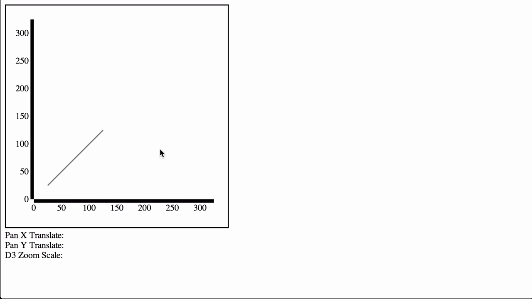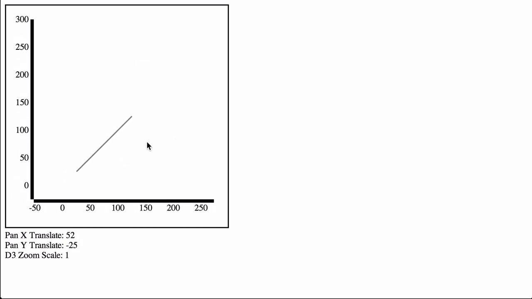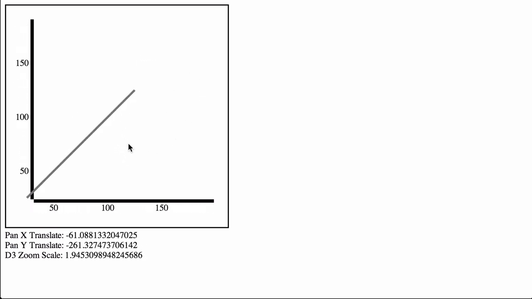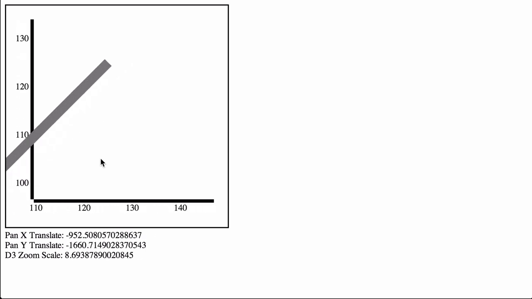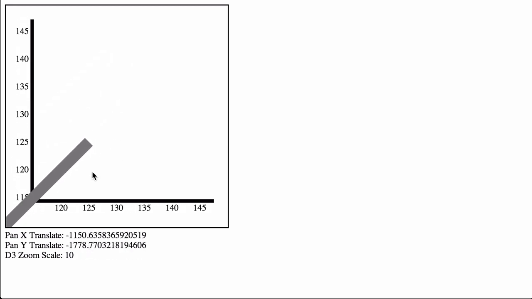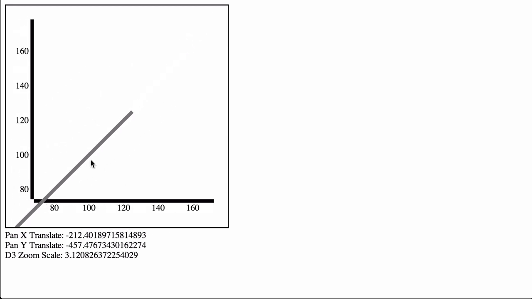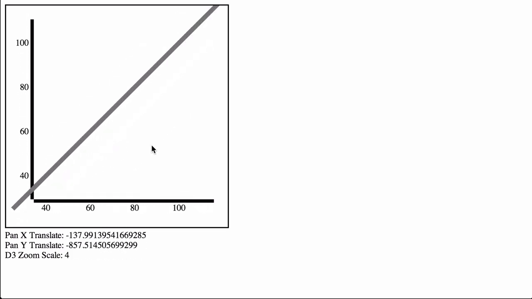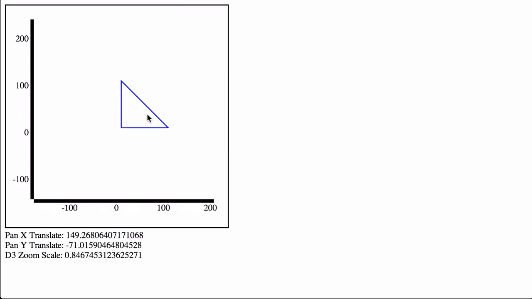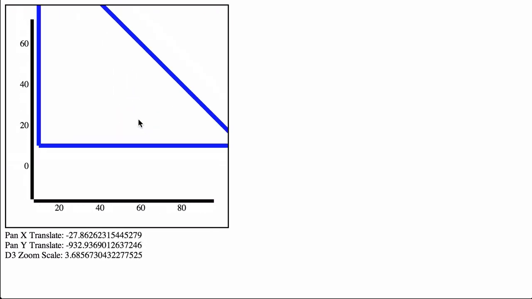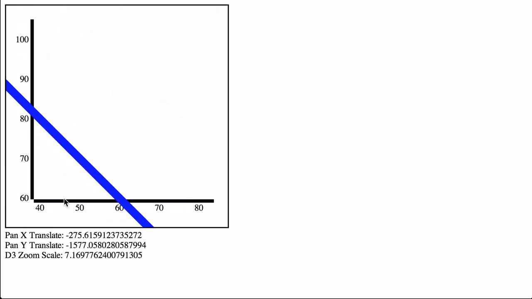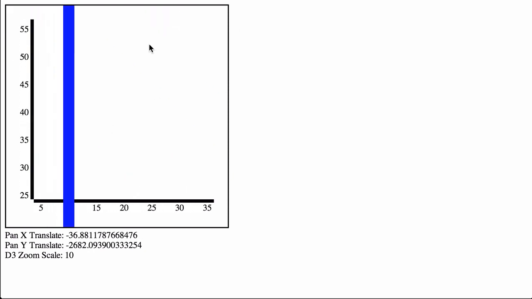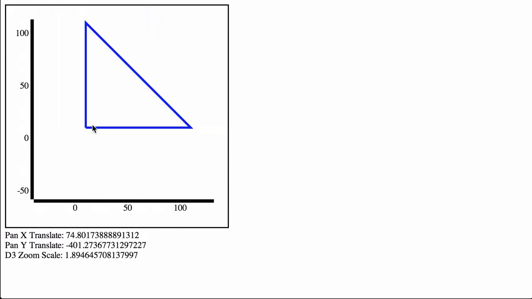The first case is the D3 zoom for an SVG straight line. You can see the panning and zooming of the SVG straight line basic shape as constructed using D3. The second case is the D3 zoom for an SVG path. You can see the panning and zooming of the SVG path as generated by the D3 path data generator.